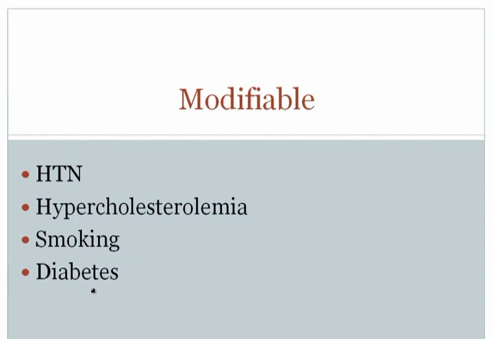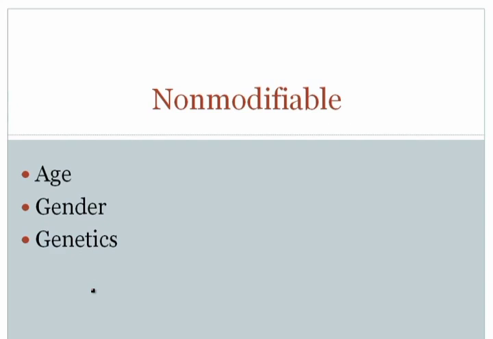smoking, and diabetes. The non-modifiable risk factors include age. For example, the number and severity of the lesions increase with age. Gender, for example, there's an increased risk in males and in postmenopausal females. Premenopausal females are relatively protected, and that's because estrogen is protective. And then there are some genetic factors. It's basically multifactorial, but important to note that family history is highly predictive of risk.